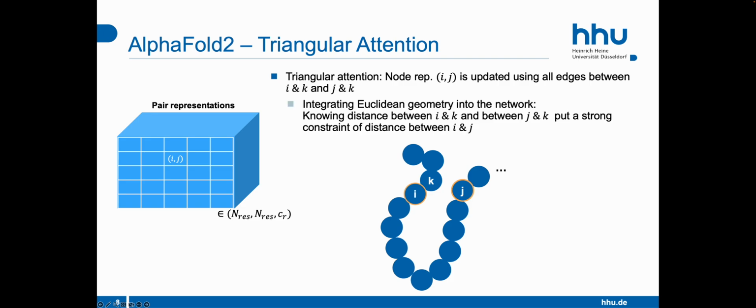This makes sense because knowing the distance between I and K and between J and K puts a strong constraint on the distance between I and J. For example, if the model figured out that I and K and also J and K are close to each other, we can also conclude that I and J have to be close to each other. By doing this, DeepMind integrated Euclidean geometry into the network. And this is done for all possible amino acids K in the sequence.